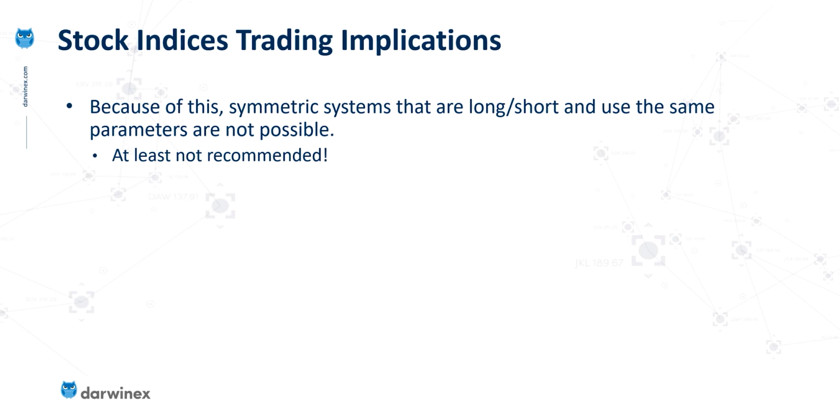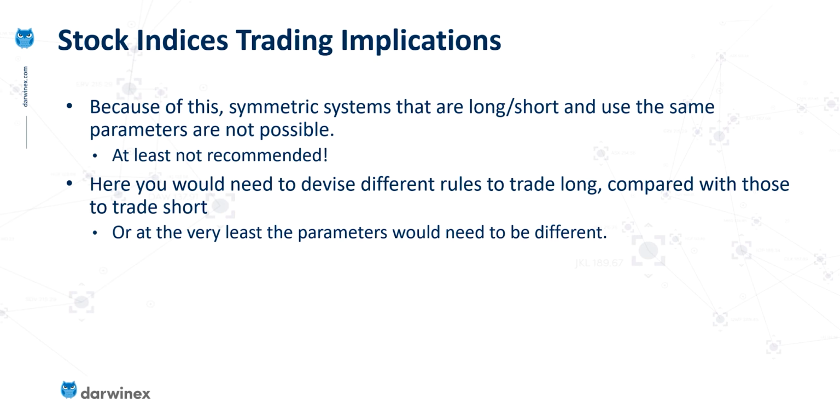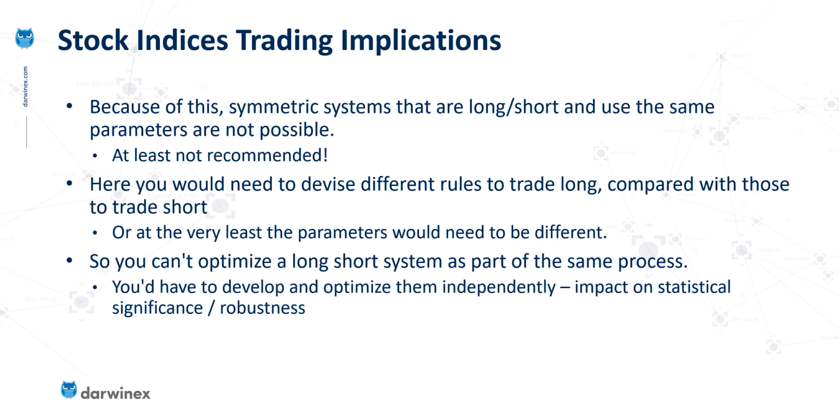So when trading stock indices like this, you need to devise different rules for your long system as opposed to your short system. Or at the very least you'll need to use different parameter values. What this means is that you can't optimize a long-short system together as part of the same process. Generally you'd have to develop, backtest and optimize them independently. This also has an impact on statistical significance because generally you'll only have half as many trades.